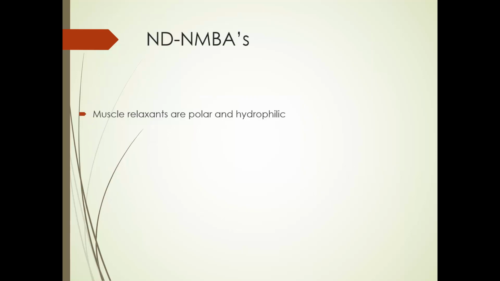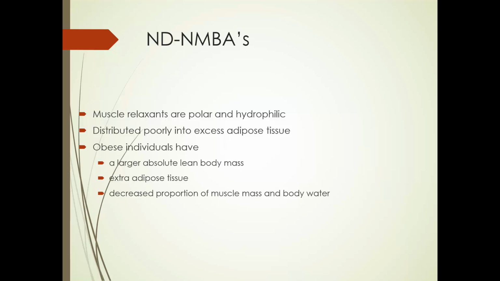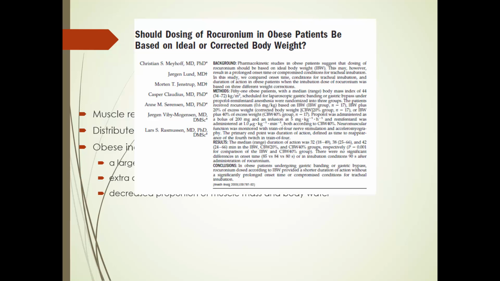What about the neuromuscular blockers? The non-depolarizers are polar and hydrophilic. They're distributed poorly into excess adipose tissue, and obese individuals have larger absolute lean body mass, extra adipose tissue, and a decreased proportion of muscle mass and body water. So, use ideal body weight for dosing.